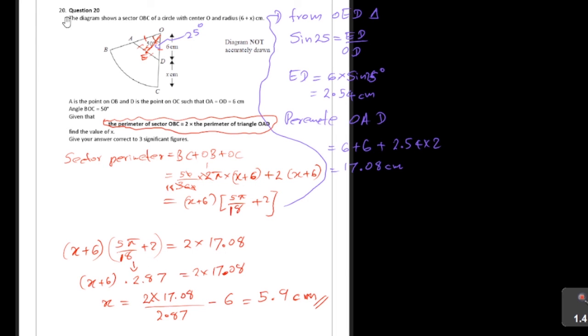Look at the way, little by little, we build the equation. First, depending on the given data, we should understand that we need to build the equation. So part by part we built it. We first find the sector perimeter of OBC, then find the perimeter of OAD using the knowledge of trigonometry. Then equalize and just solve the simple equation.